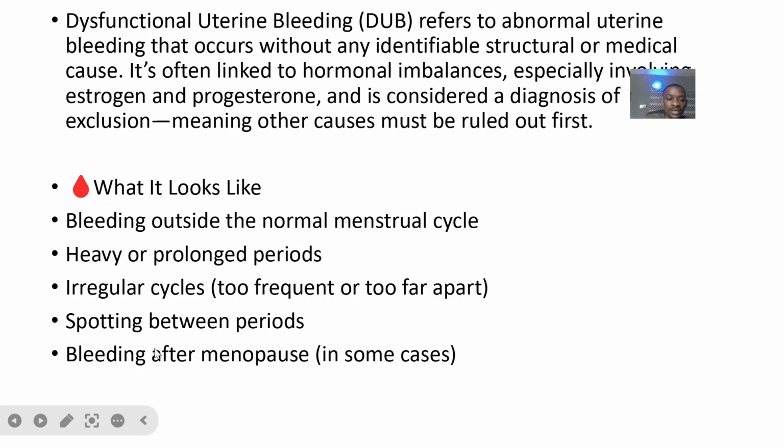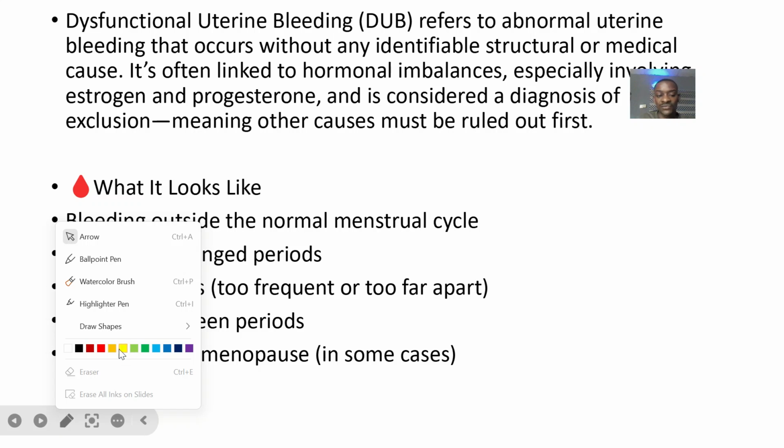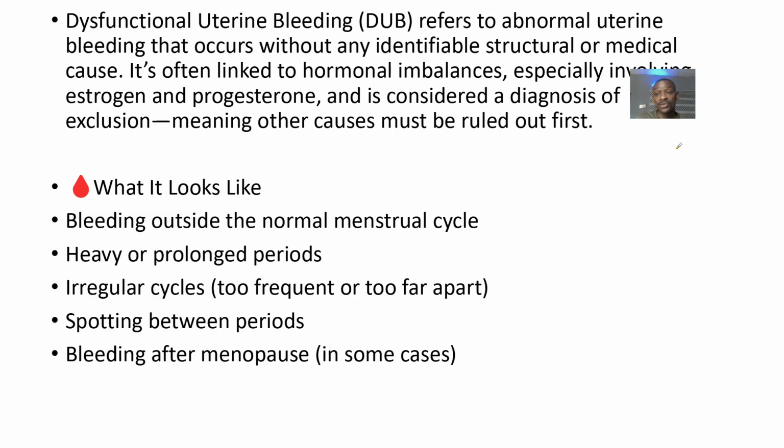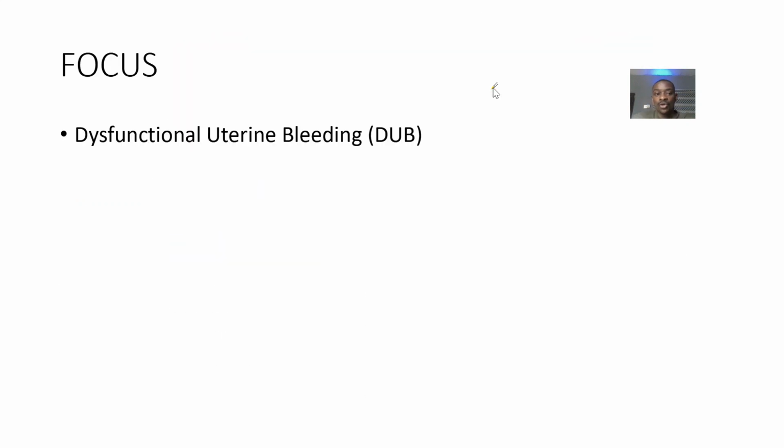Or probably before you can know the cause, you have to do a lot of digging, just to discover what is causing the bleeding from the uterus. All right. So it's often linked to hormonal imbalances, especially if estrogen and progesterone levels are not balanced. That's one of the most common causes. So it's considered a diagnosis of exclusion. Do you understand? If there's bleeding from the uterus and you can't find a cause, you can just call it dysfunctional uterine bleeding. Do you understand?